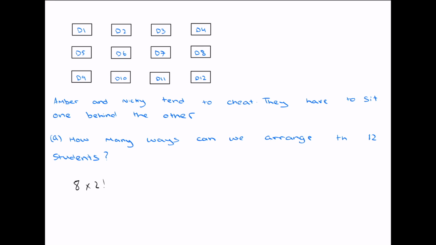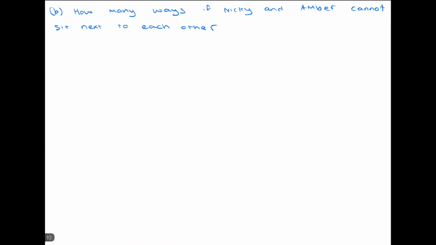And why 2? I just showed you that there's 8 possible ways that Nikki and Amber can sit. Out of these 8 ways, Amber can be here and Nikki can be here, or Nikki can be here and Amber can be here. That's why I multiplied by 2. And we do all of that times 10 factorial, because let's say Amber sits here and Nikki sits here, the 10 other students can sit anywhere else they want, so it's just 10 factorial. That's our answer. Part B reads, how many ways if Nikki and Amber cannot sit next to each other?